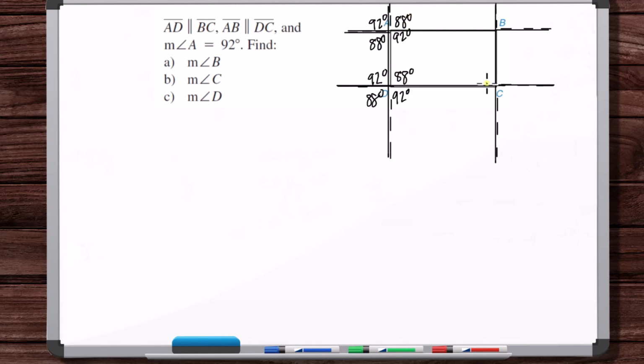Okay, so now we can look at it from the perspective of AD and BC being parallel and cut by the transversals AB and DC. So here are opposite interior angles in that sense, and then we've got vertical angles here, opposite interior angles again, vertical angles here, 88, opposite interior angle here. There we go. Now let's match these up. What is the measure of angle B? That's 88. What is the measure of angle C? That's 92. What is the measure of angle D? That's 88.